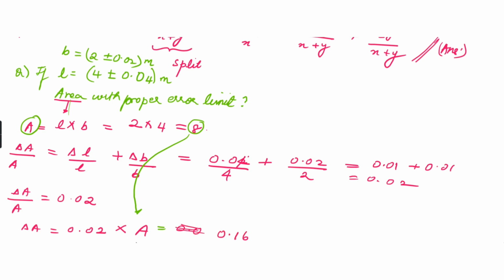So the final answer, that is when we express area in proper limits of the error, we get 8 plus or minus 0.16 meter square, because it is length into breadth, meter into meter, meter square. This unit is also important. Okay, now let's see a question in percentage error.